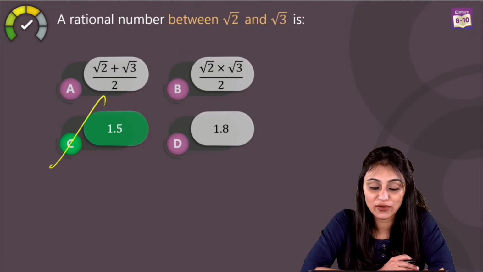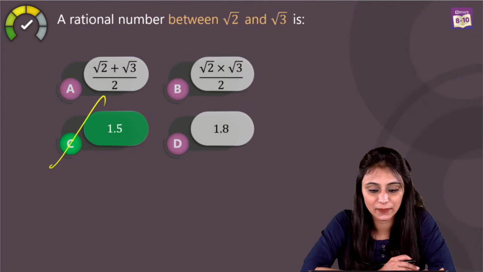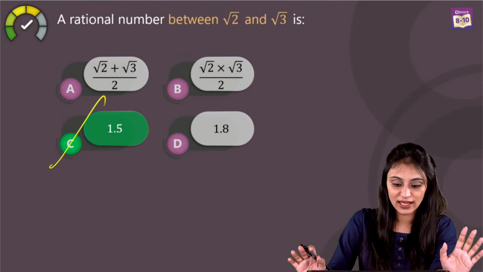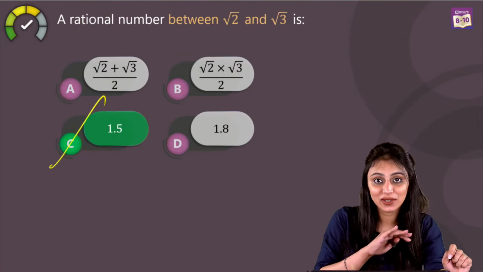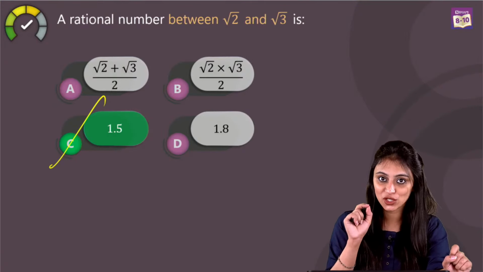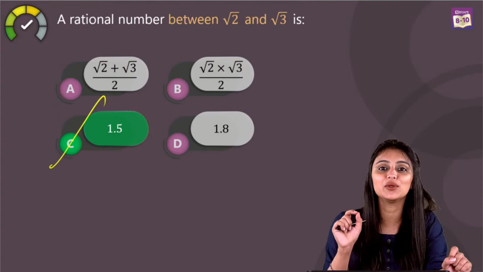Yes, root 2 is 1.414, root 3 is 1.732. Then obviously the answer would be 1.5 because 1.5 is greater than root 2. Absolutely, right. All right, so we have understood how to find this out. But see, I drew a number line just to explain to you. If you solve this question on your own, it will take just a few seconds.